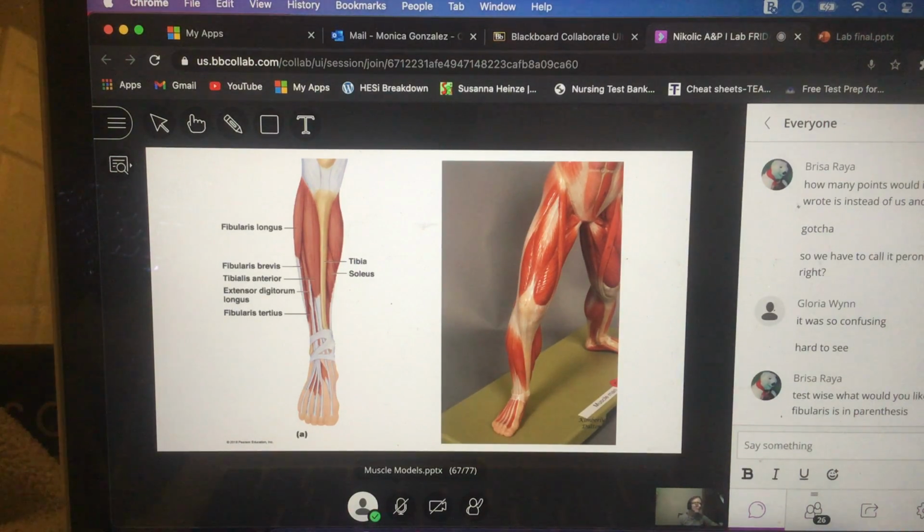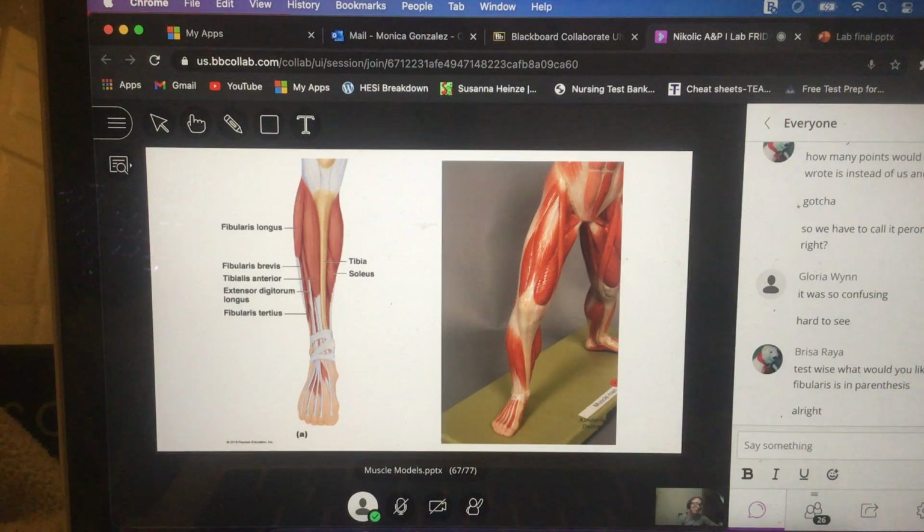Now, the only one that I would say do it my way is the iliopsoas. So just do the iliopsoas, because technically the psoas major is a separate muscle from the iliacus. So for the iliopsoas, which we talked about, which is technically this muscle right here, I would say just call it the iliopsoas. But because there's a parentheses, you can choose whichever one you want. I just like the fibularis.